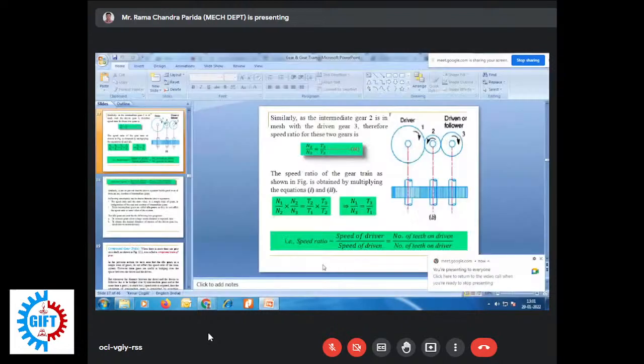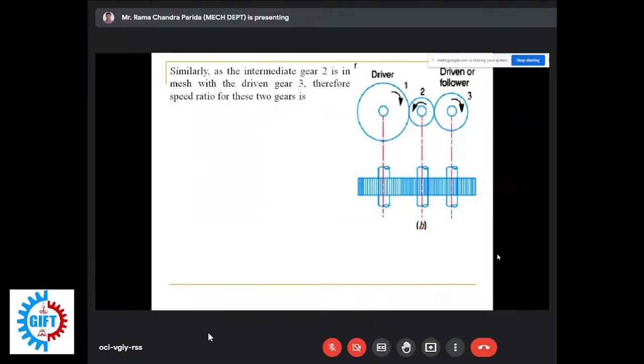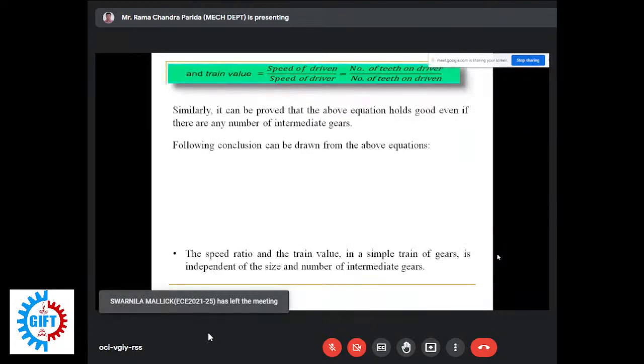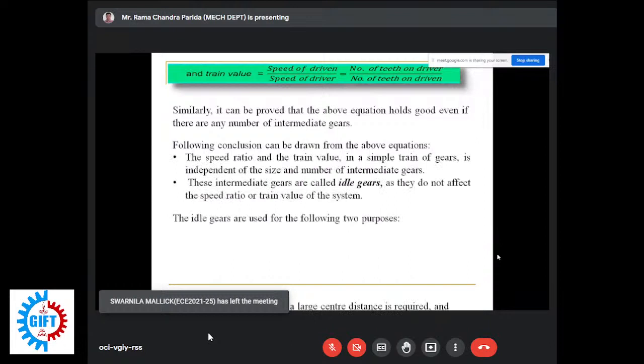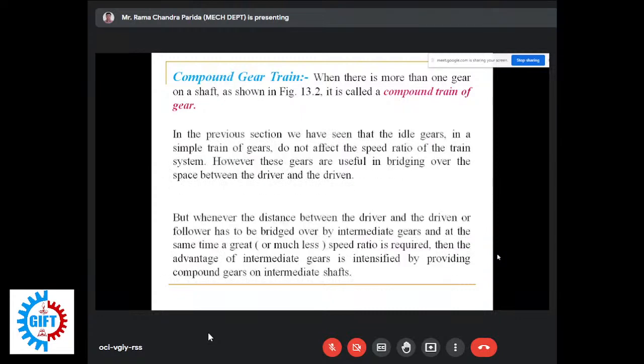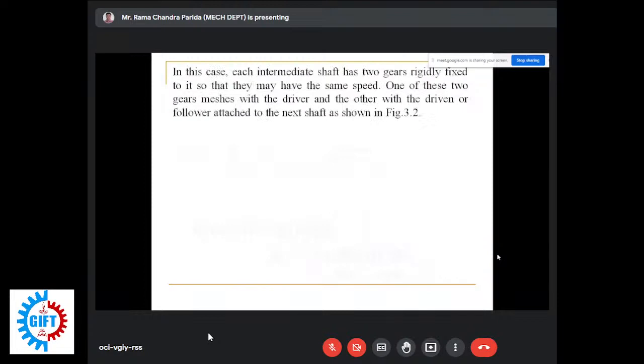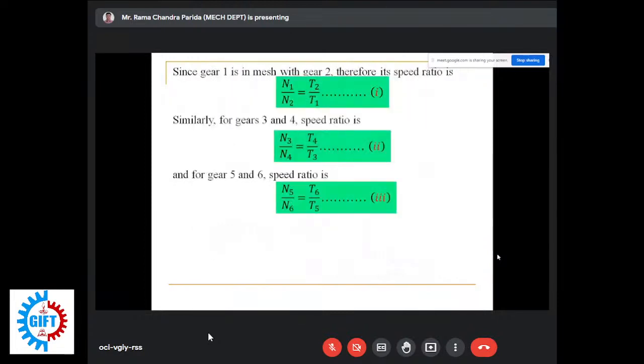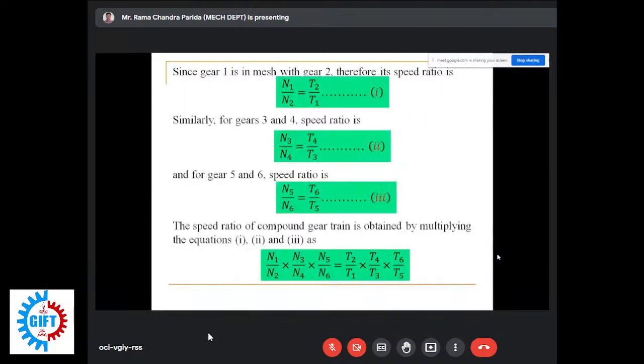You can see, this is one question related to your simple gear train. Move to the next one, your compound gear train. If a question is asked, it will also ask the speed ratio and the train value. So prepare accordingly. We also discussed compound gear train in the previous class, and what we found, we derived this one.